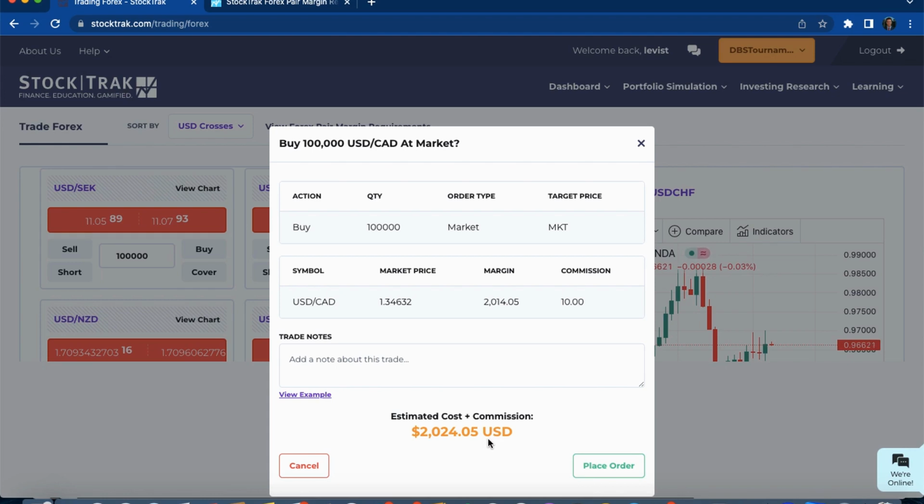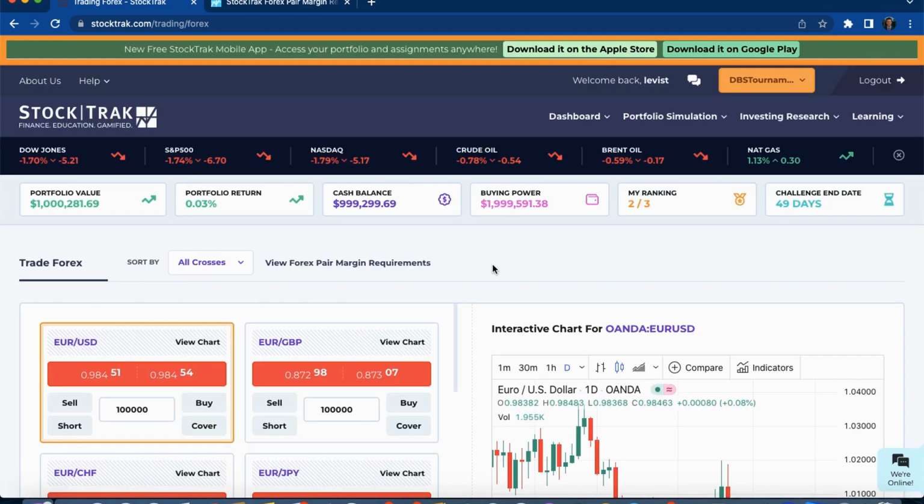So I'm going to go long on the US dollar Canadian dollar pair at 1.34632 Canadian dollars per US dollar. Then I'm going to wait a few minutes and check back to see if we've made or lost any money. Okay, it's been about 30 minutes since I executed the trade. Let's navigate to our portfolio and see how it's doing.